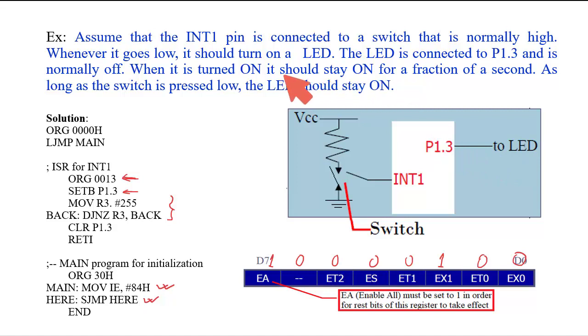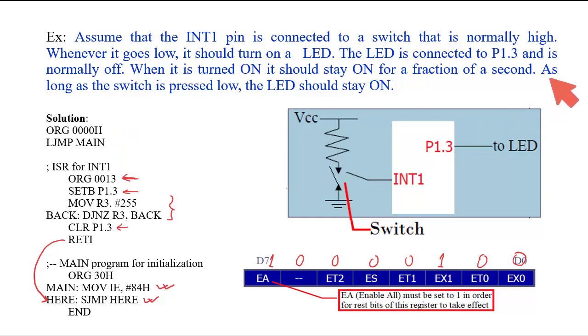Here it said that the LED should stay on for a fraction of a second. So this is the on period of the LED. After that, what do we need? We need to turn off the LED, meaning P1.3 should be logic 0. This is done by the instruction CLR P1.3. After that, it will return. So the return instruction RETI, and when this instruction is executed, it will return to the position where it was. So again, when the switch is closed, execution will go to this interrupt service routine again, and the same thing will happen. And these two instructions, as I have already discussed in the previous example.